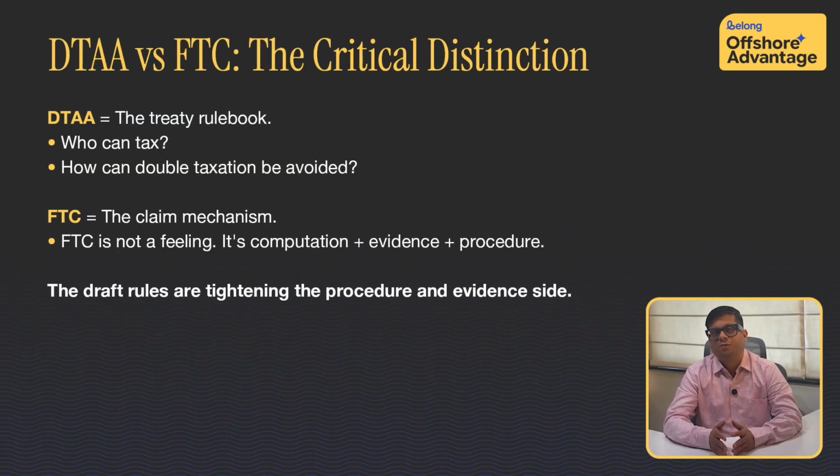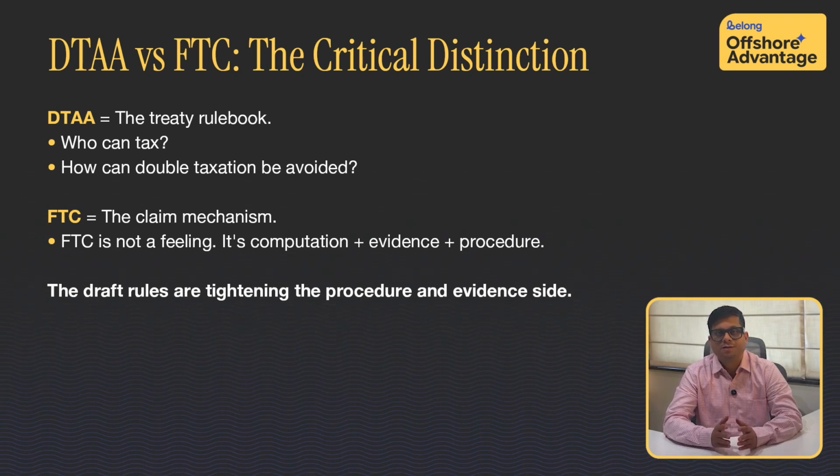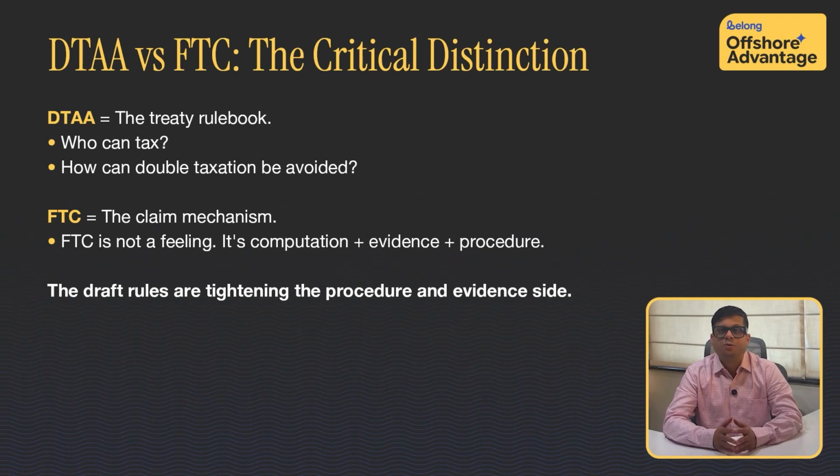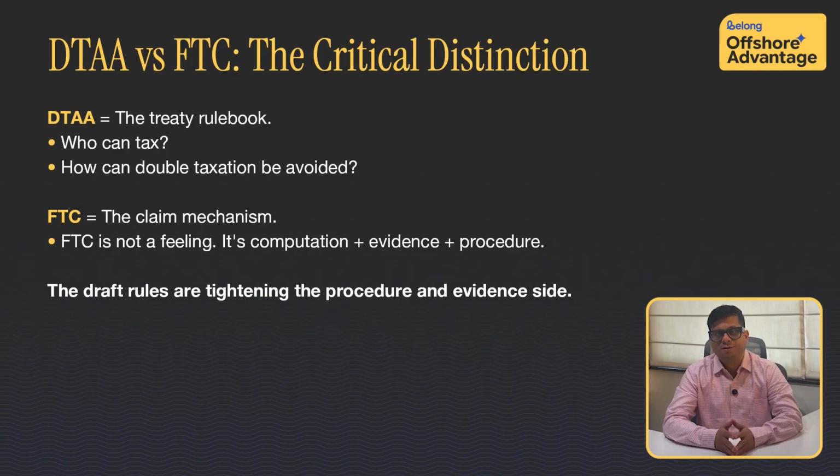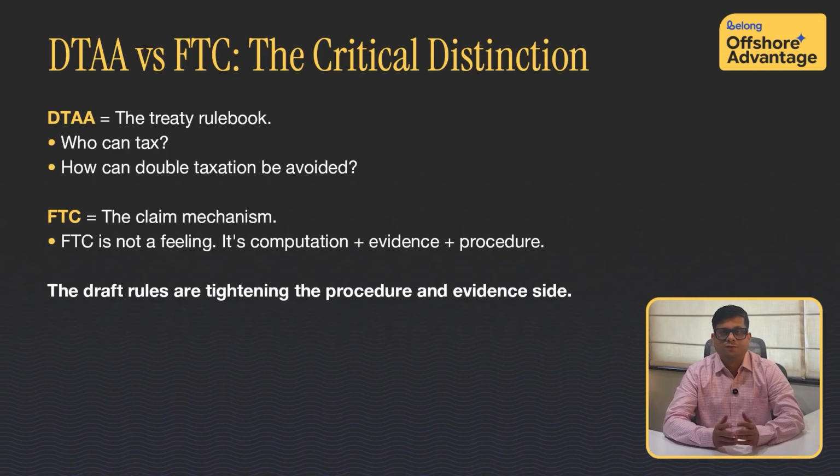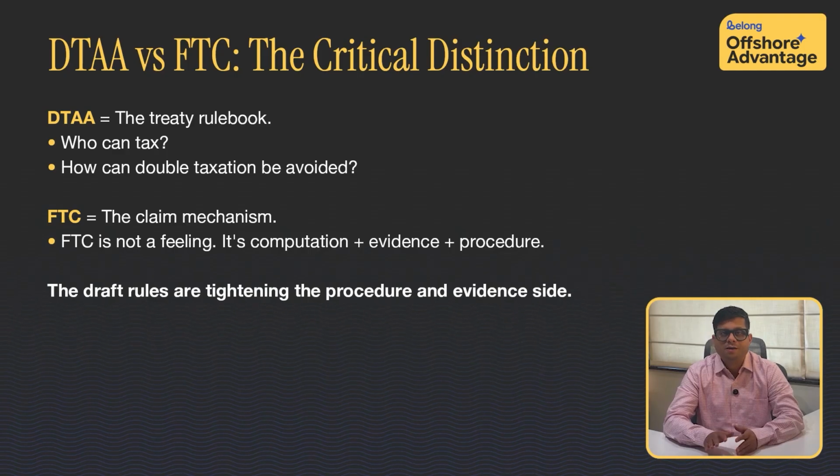DTAA or Double Taxation Avoidance Agreement is the treaty rulebook. FTC or Foreign Tax Credit is the claim mechanism. DTAA tells you who can tax and how double taxation is avoided. FTC is where you say, I have paid foreign tax on this income, give me credit in India to the extent law allows. So FTC is not a feeling, it's a computation plus evidence plus procedure mechanism. And the draft rules are tightening the procedure and evidence side.